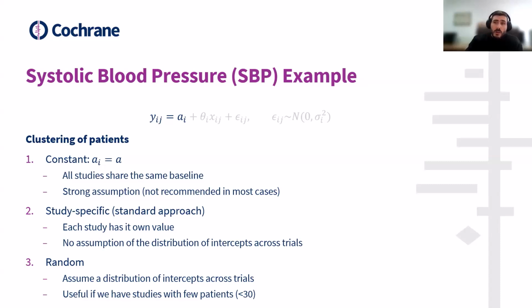The third option is to assume a random intercept. So in this case, we assume different baselines across studies, but now these baselines come from a common distribution. Again, this distribution is usually a normal distribution. This approach is useful when you have studies with few data, for example, studies with less than 30 patients.